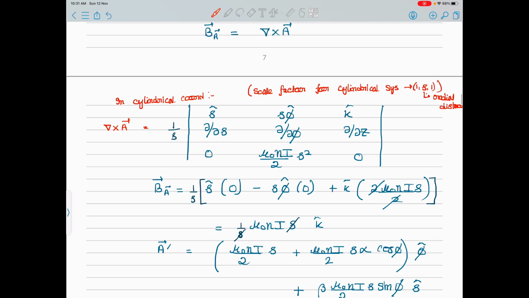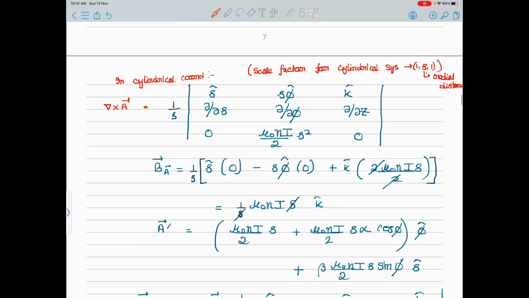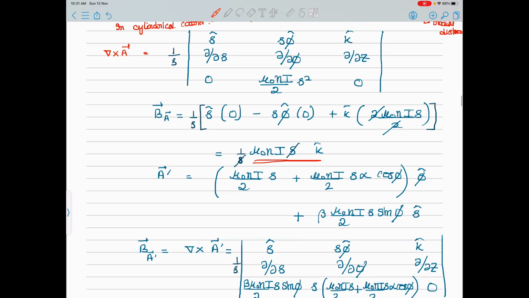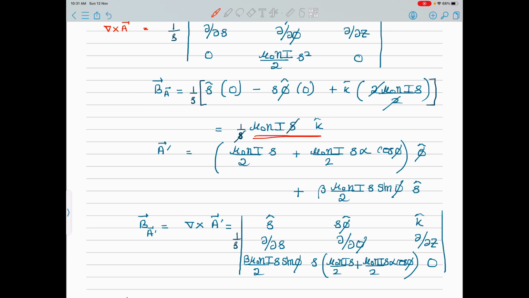Now if we do this curl, we get only the k cap term, as you can see, which is the only thing remaining, and we get the magnetic field due to this vector potential A as mu naught ni k cap. And we know that for a solenoid with n turns per unit length, we get mu naught ni as the magnetic field vector, and that is also in the direction of k cap.